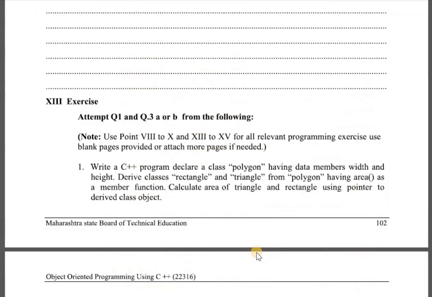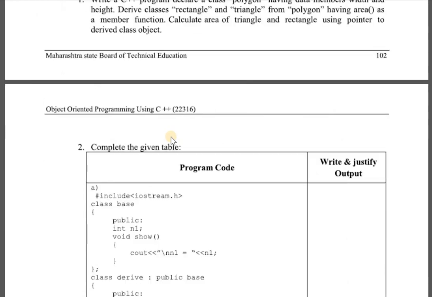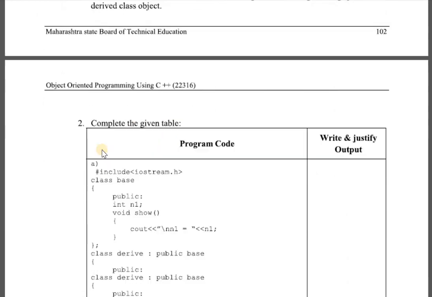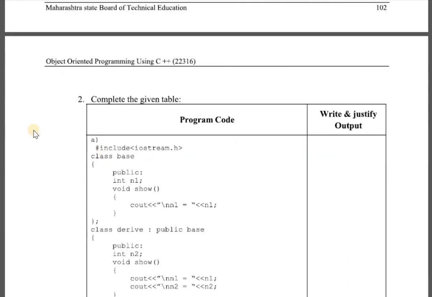Now, in the exercise, you have a second question. In that second question, you want to find out the output of two programs. Here, two programs are there. We want to find out the output. See the program and write down what output will come.